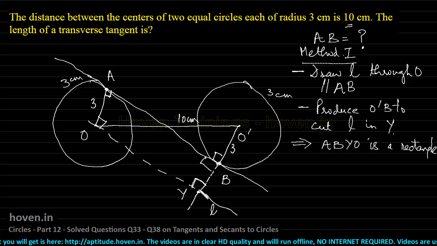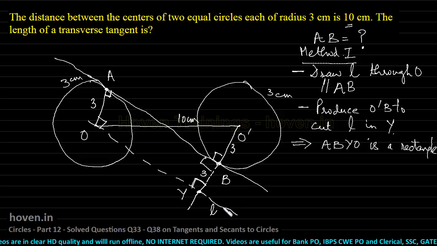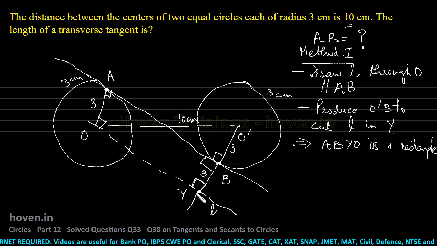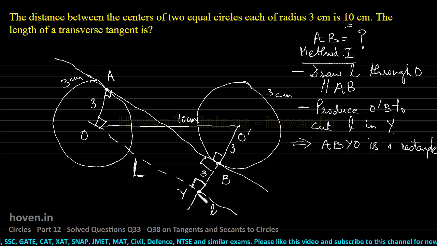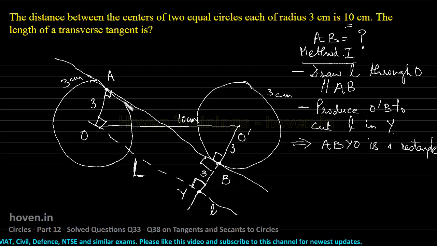If this is a rectangle, the opposite sides should be equal. This is 3, so this will also be 3. And if AB is the required length, then AB will be same as OY. So if I label this as capital L, then I have to find out the value of capital L. If I am able to find it, then L being the opposite side of the rectangle, the length of AB will also be L. So my immediate objective should be to find out the length L.